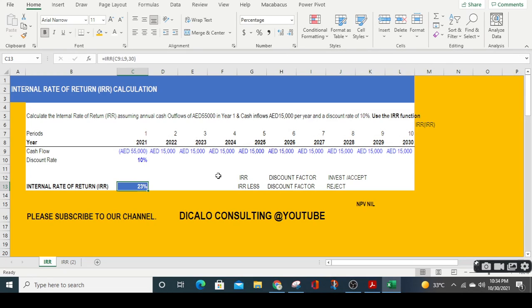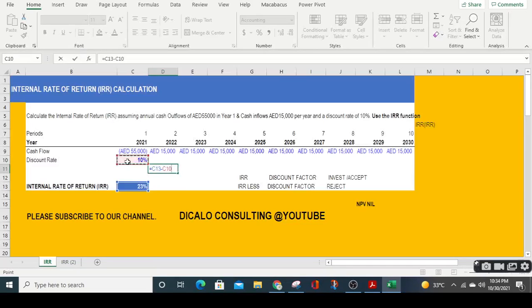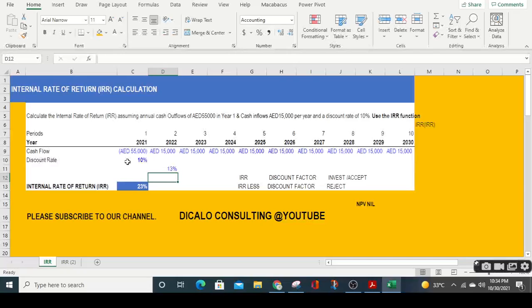So you realize that if you are very familiar with the usage of this IRR function within Excel, it's going to take you just 10 to 20 seconds to compute your internal rate of return. From there you can then explain to management that since our cost of capital here is 23, and our internal rate of return, our IRR, is greater than the discount rate or the cost of capital by 13%, it means that you are recommending that they should invest in that project.